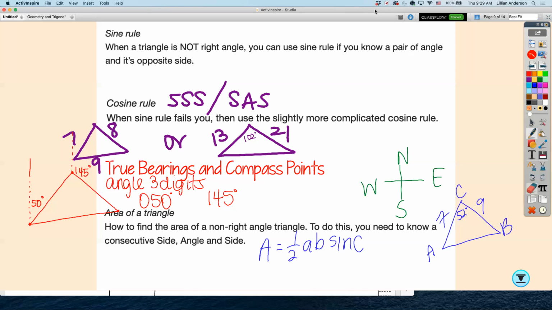Can the angle be anywhere? If you want to use this formula, the angle has to be in between the two sides that you know. Side angle side. So this is for side angle side. But don't forget, you also got 1/2 base times height. You can always default to that, but that only works if you have a right triangle.